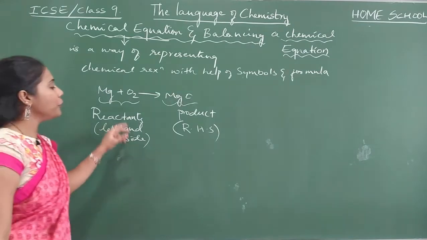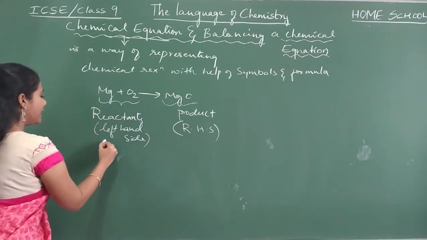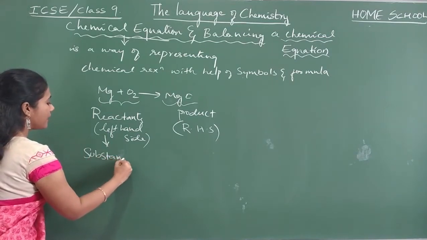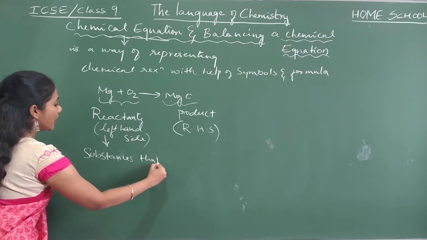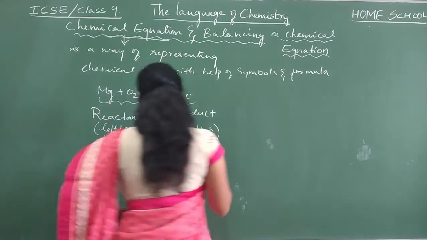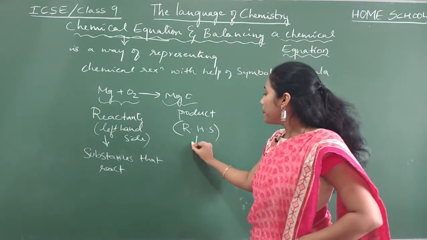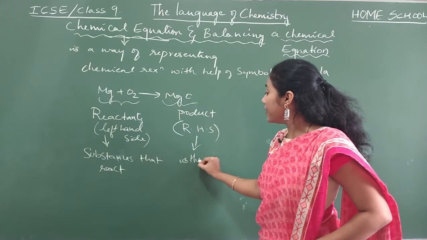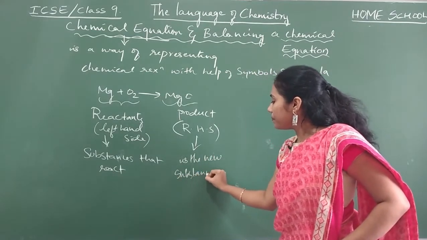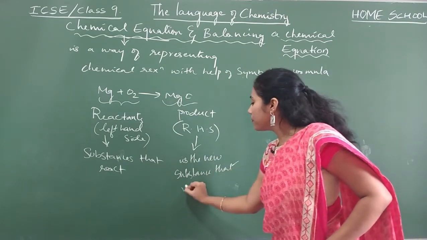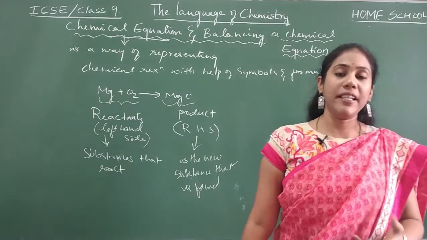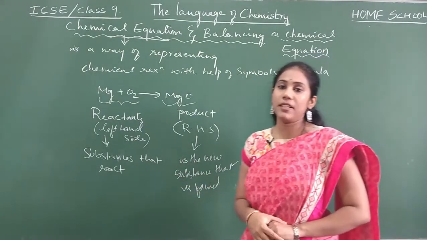But how do you define a reactant here? Reactants are the substances that react. And how do you define a product? Product is the new substance that is formed. So this is how you can define reactants as well as products.